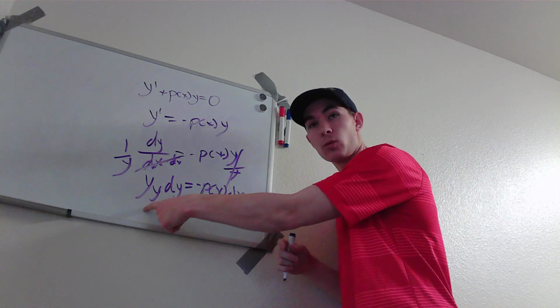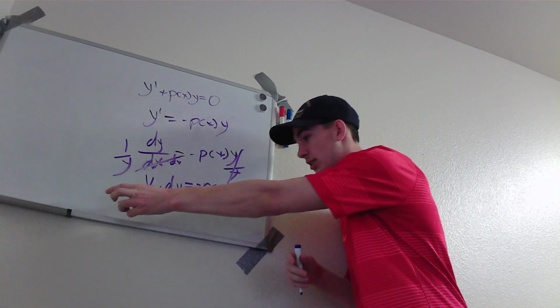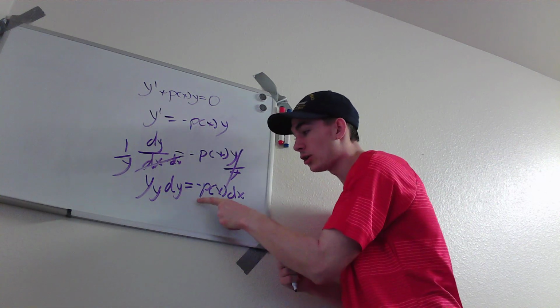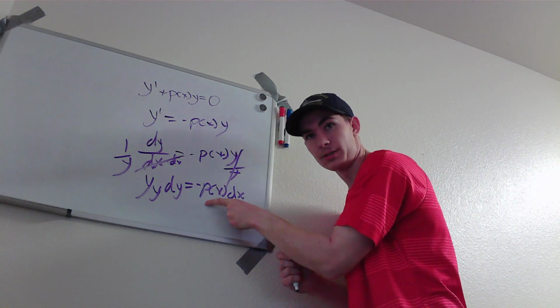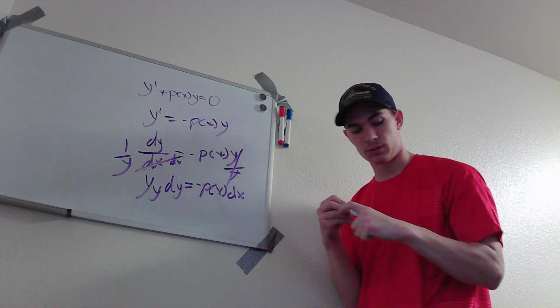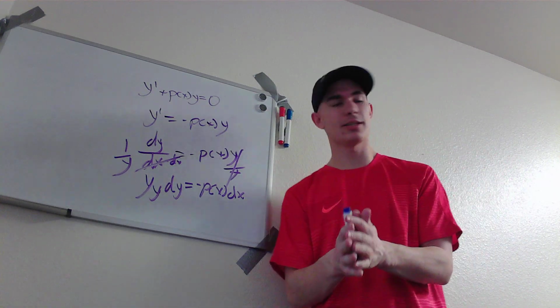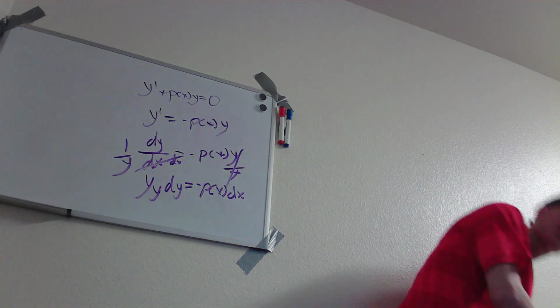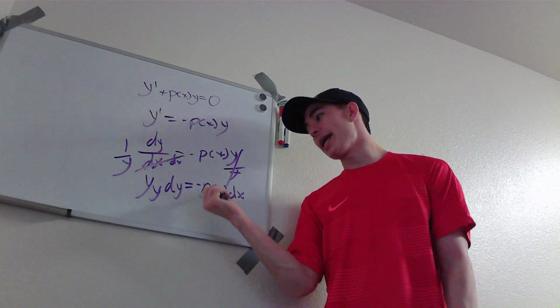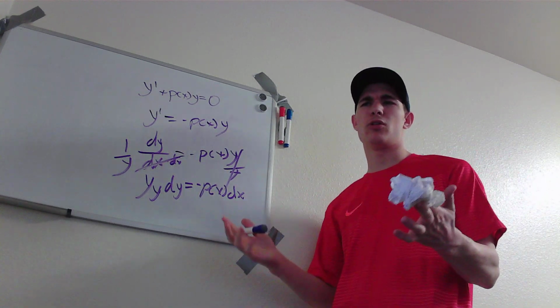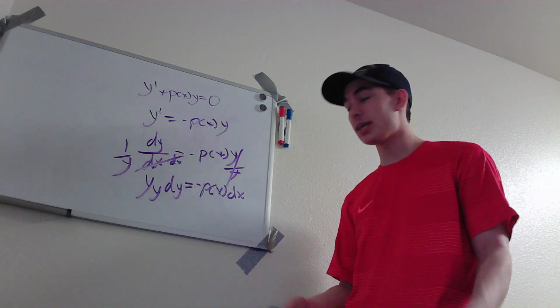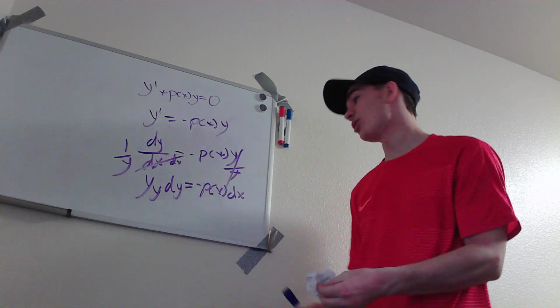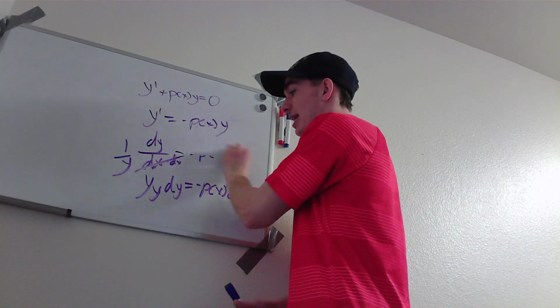So you have 1 over y dy on this side, which is an integral, and you have negative p(x) dx on this side, which is another integral. And you're like, oh yeah, that's not too bad, and I would agree with you, because we're only dealing with a y and a p(x). When p(x) is like 1 over ln of x plus 3, it sucks because now you have to take the integral of that.